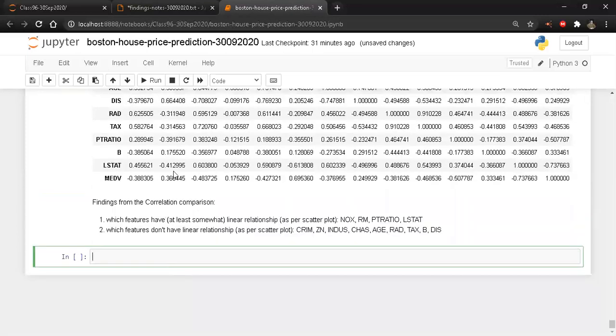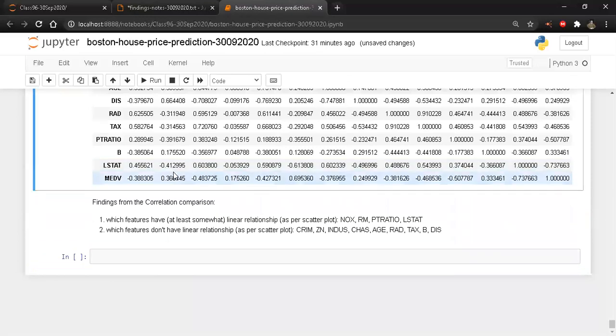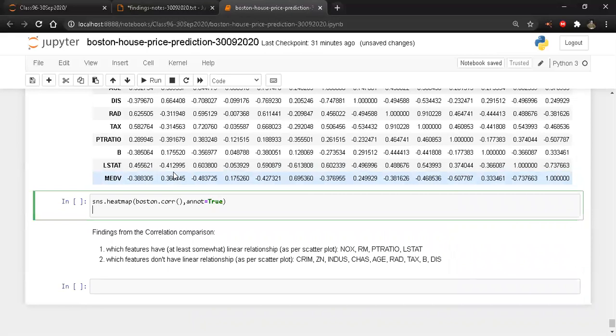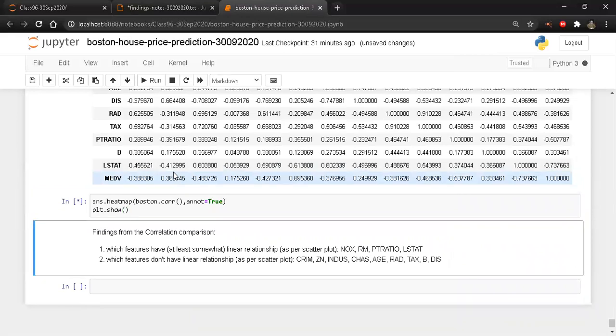Maybe even better, let me just create the heat map anyway. So I'm going to do a heat map, pass Boston.corr, say annotation equal to true, and then say plt.show, and I should be able to see the numbers within the cells. That's what annotation equal to true does. When it prints the heat map, in each and every box it's going to put the numbers. If there are numbers within that block, it is quite easy for us to understand what is going on.